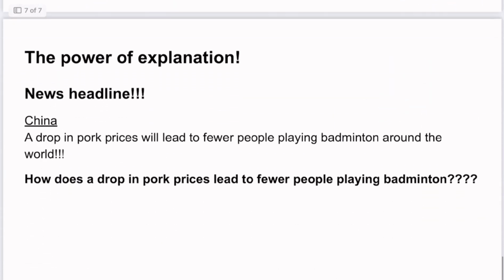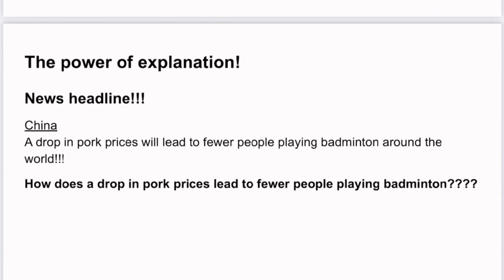Let's take a look at this question here. Let's take a look at the news headline. By the way, this is a true news headline. I am not bluffing you in any way. This is a real news headline. I think it came out sometime in 2024. In China, a drop in pork prices will lead to fewer people playing badminton around the world.